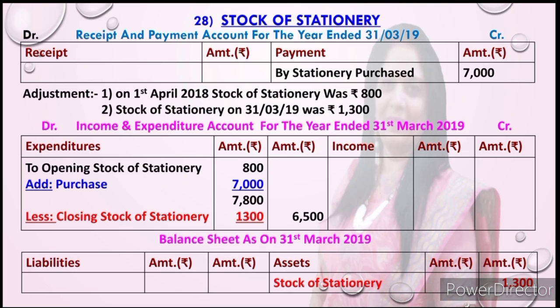Second adjustment, stock of stationery on 31st March 2019 was rupees 1300. This is the closing stock, so it will be deducted. So from the stock of stationery, less closing stock of stationery 1300. After deducting, the amount is recorded in the outer column, that is 6500. The second effect is given in the balance sheet asset side: stock of stationery 1300.